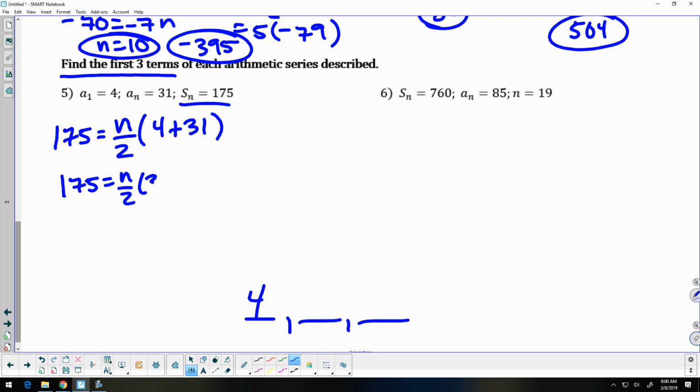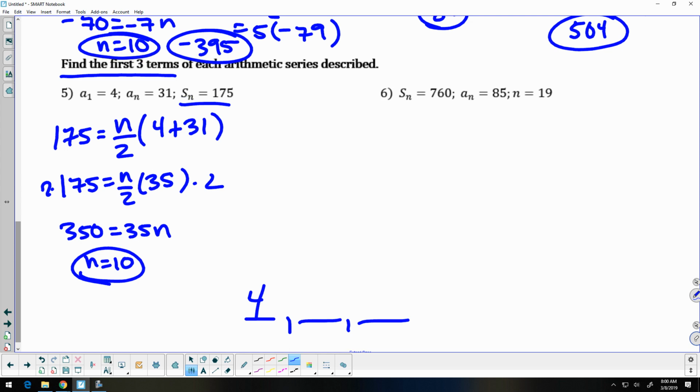Okay, so now just going through, solving for n, this would just be 175 equals n over 2 times 35, obviously, 4 plus 31. Next thing I would probably do is multiply both sides by 2. Cancel that 2 in the bottom, multiply both sides by 2. So we have 350 equals 35n. Dividing both sides by 35, we're talking 10 terms. So from 4 all the way down to 31, it's a total of 10 terms in this series.